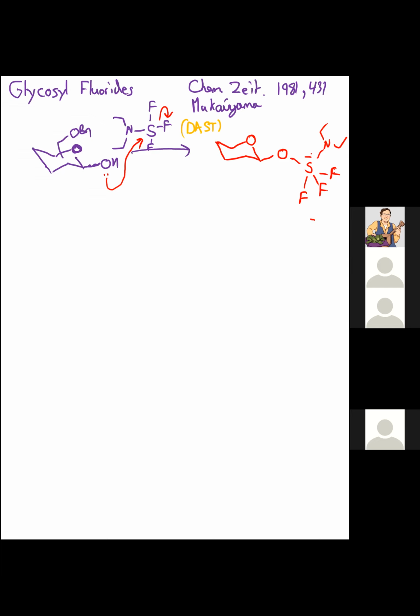If you remember how sulfur reacts, sulfur works not through SN2s, it works through addition-elimination reactions. So you add to sulfur and then you eliminate. I'm going to come back to where that proton went. So give me a second here. Then that loses a fluoride.